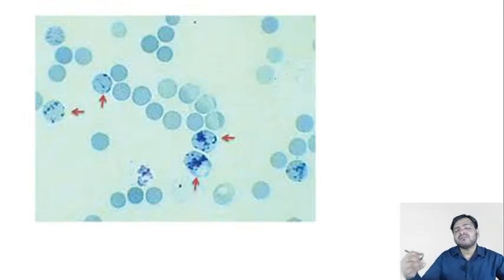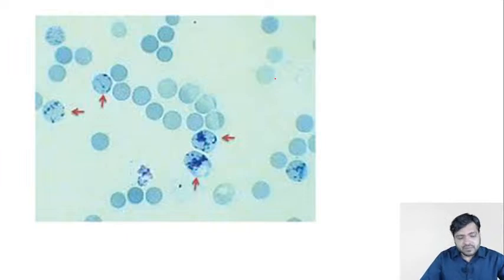Just some pictures from hematology I wanted to discuss, because hematology is a volatile part from where maximum questions come. It's the only part in pathology from where maximum questions can be put in the FMGE exam.